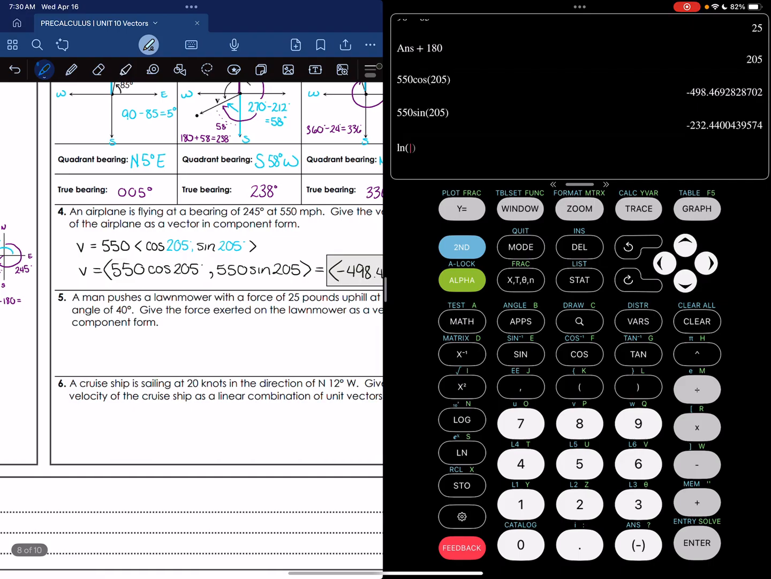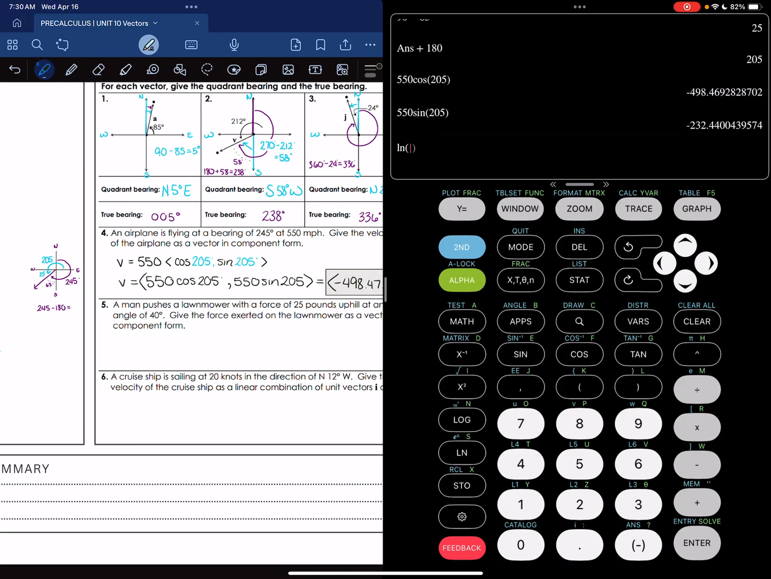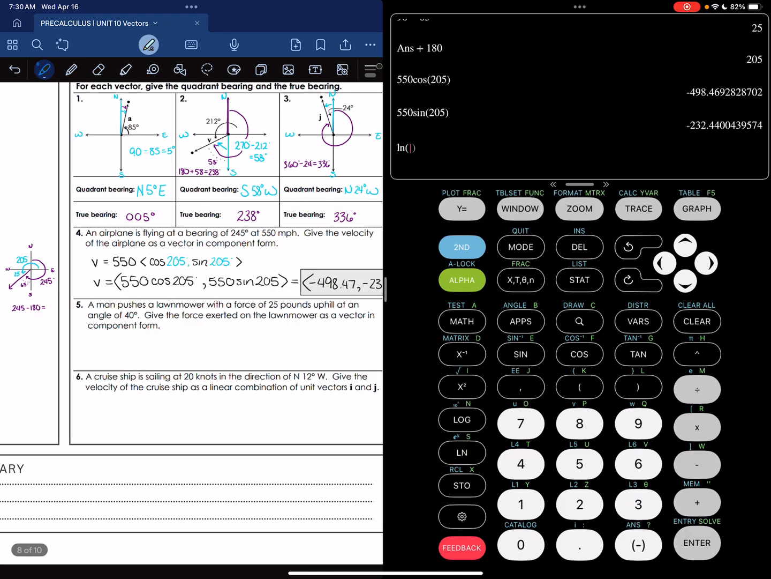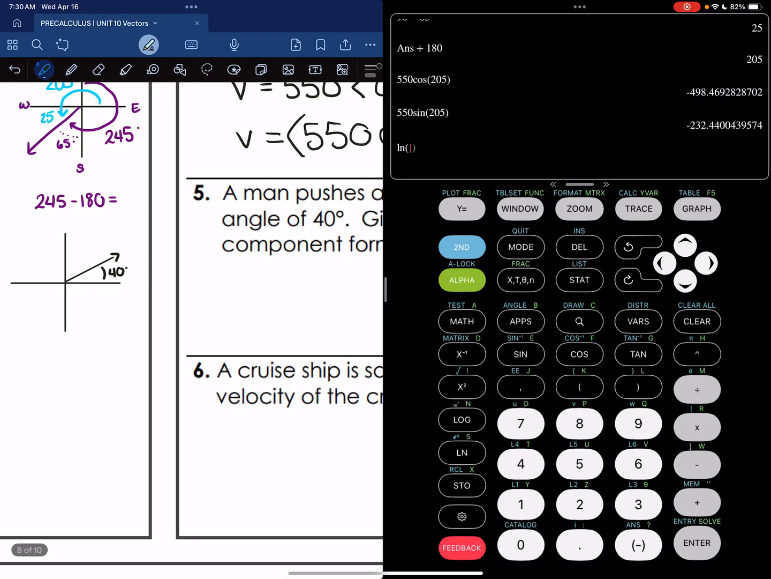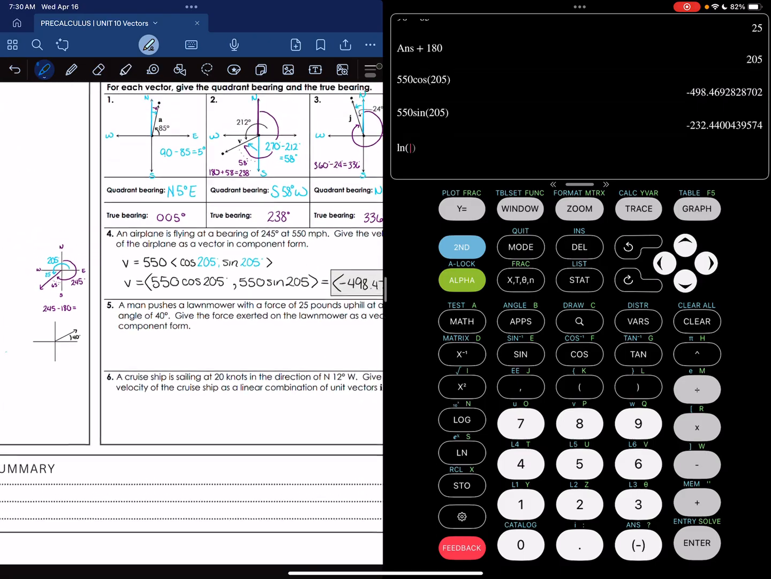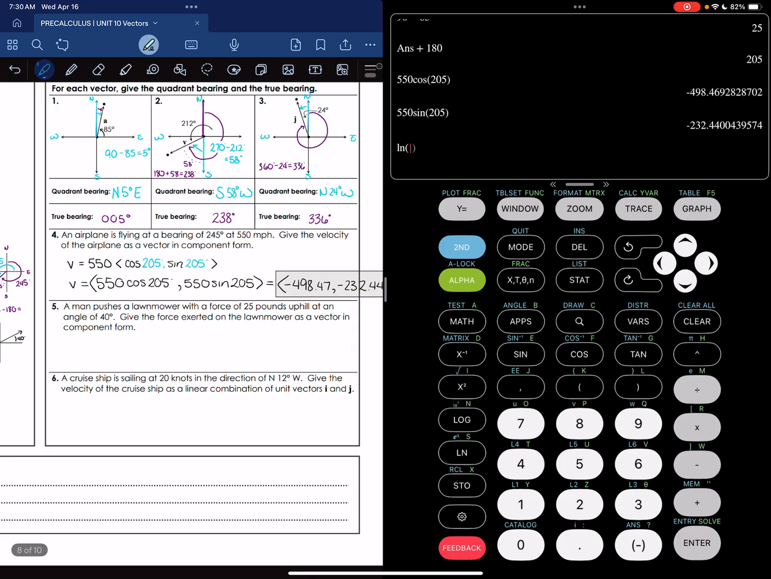Let's do another one. We've got a man that's pushing a lawnmower with a force of 25 pounds uphill at an angle of 40 degrees. Okay, so let's sketch this out. This is a force application problem, and he's pushing this lawnmower uphill. That is 40 degrees. So he's going uphill at 40 degrees with a force of 25 pounds at that angle.